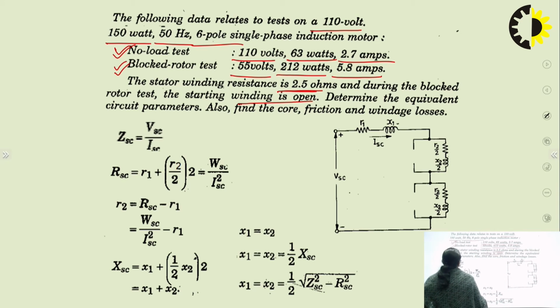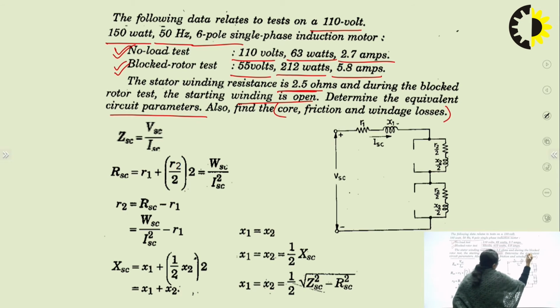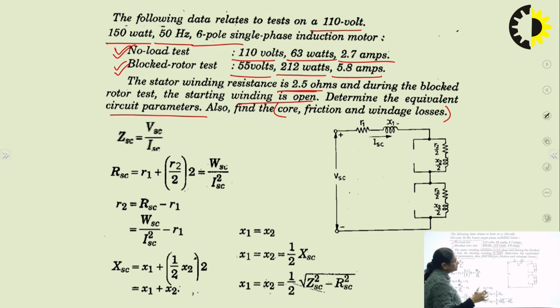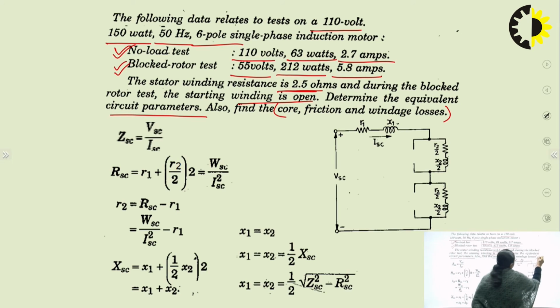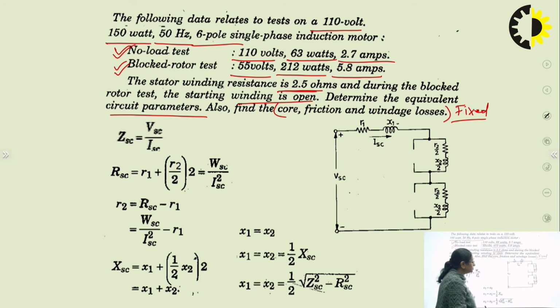So we have to find out the equivalent circuit parameters and also the core friction and windage loss. The core friction and windage losses come in the category of fixed or constant losses. So basically we need to determine the fixed losses and the equivalent circuit parameters, right? So let us proceed with the blocked rotor test first for determination of the equivalent circuit parameters.